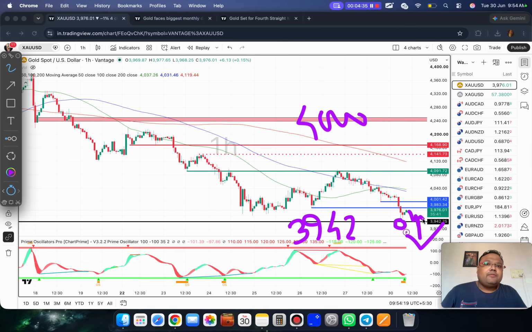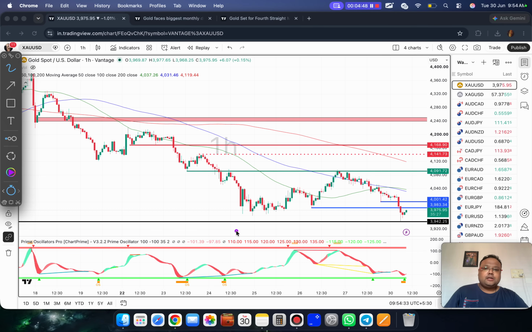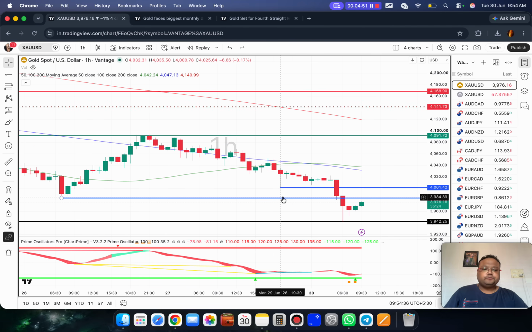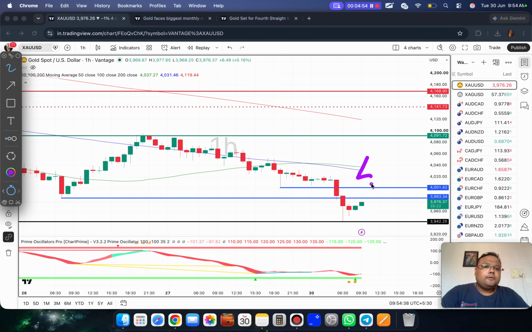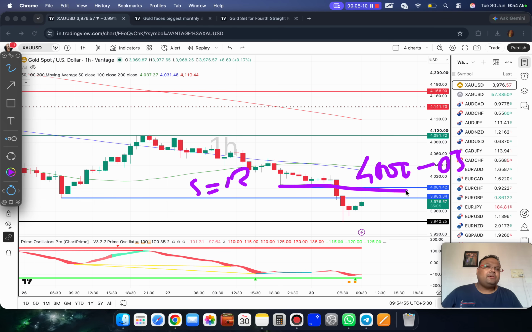So after a boring phase or consolidation, if gold drops or breaks 3942, we can look for a sell below 3942. Okay, and if market tries to recover, as we can see right now, that gold is trying to recover. So in this scenario, we can look for a sell around 4,000 to 4,005. Why? Simple logic. You can see here the blue line, the previous support will be acting as resistance. So if you see market showing price rejection from above, if market reverses, we can look for a sell position.